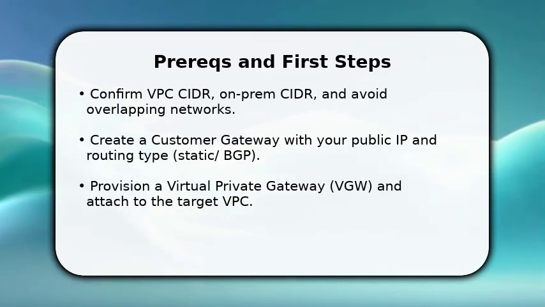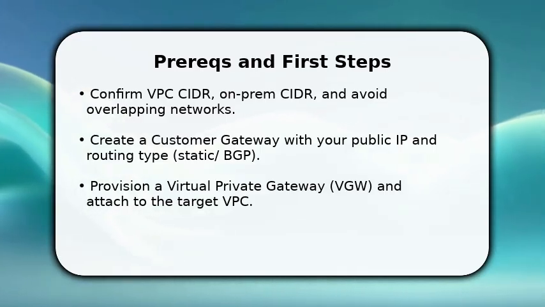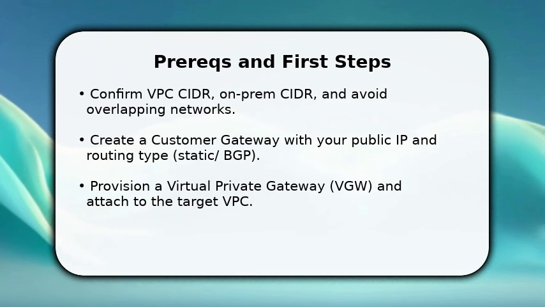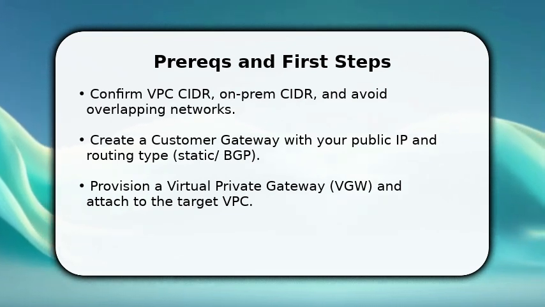Next, provision a virtual private gateway and attach it to your VPC so AWS can terminate tunnels. Once done, note the VGW and CGW ID. You'll reference them in the next step when creating the VPN connection.